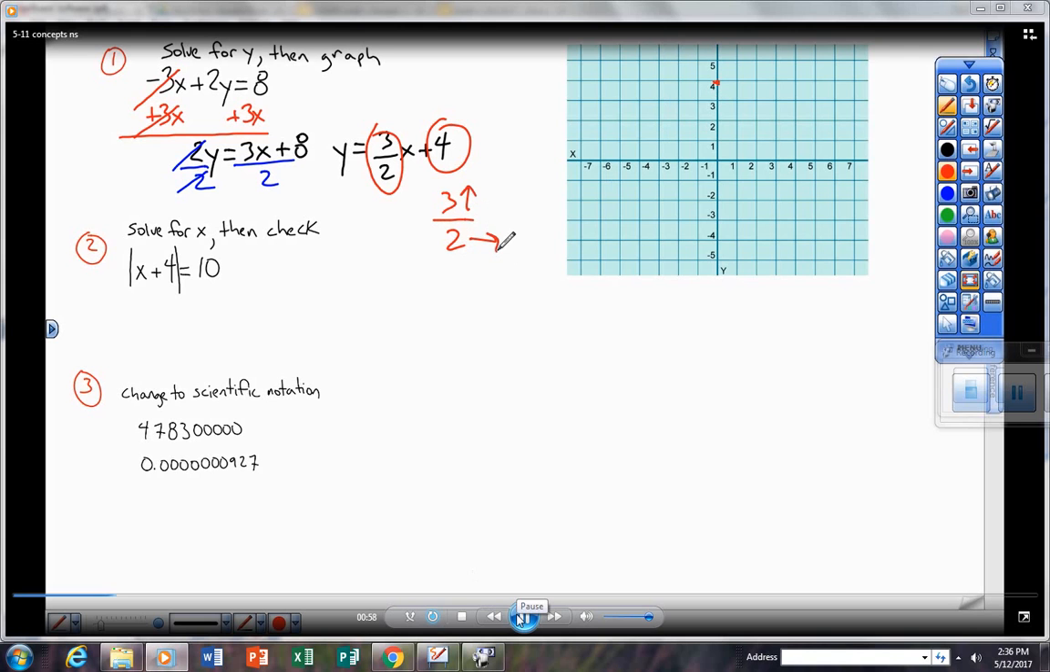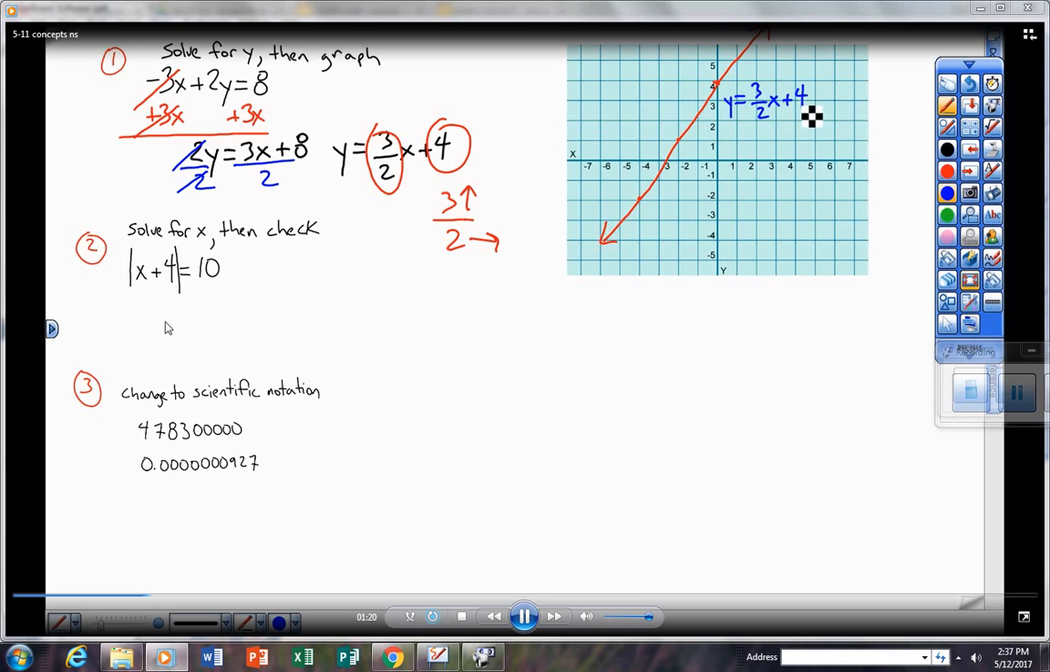So 3 over 2 represents slope, which is rise over run, means every time I go over 2 boxes, I go up 3. If you run out of space, be able to stair step the opposite direction, down 3 over 2, down 3 over 2. All of those points on that line have that same rate of change, going over 2, up 3. So that is the equation y equals 3 over 2x plus 4.